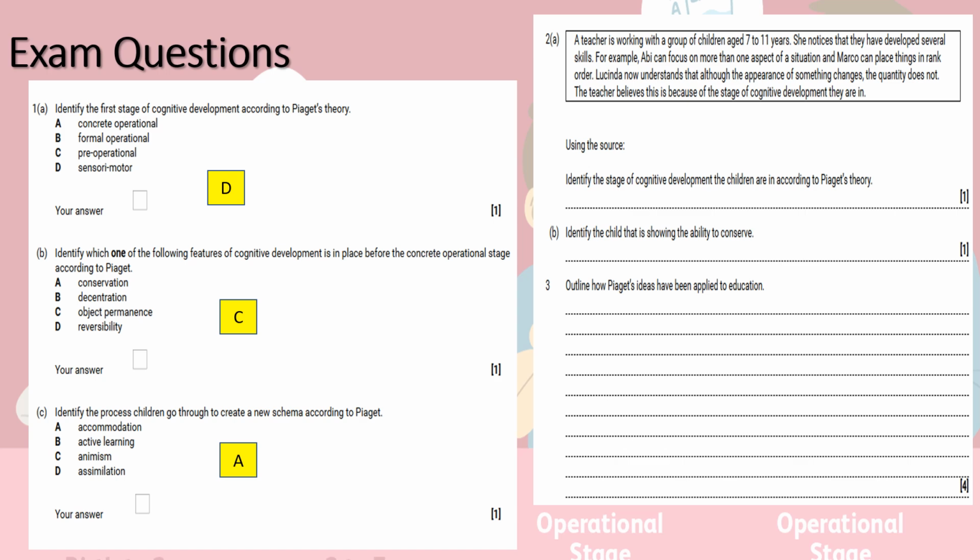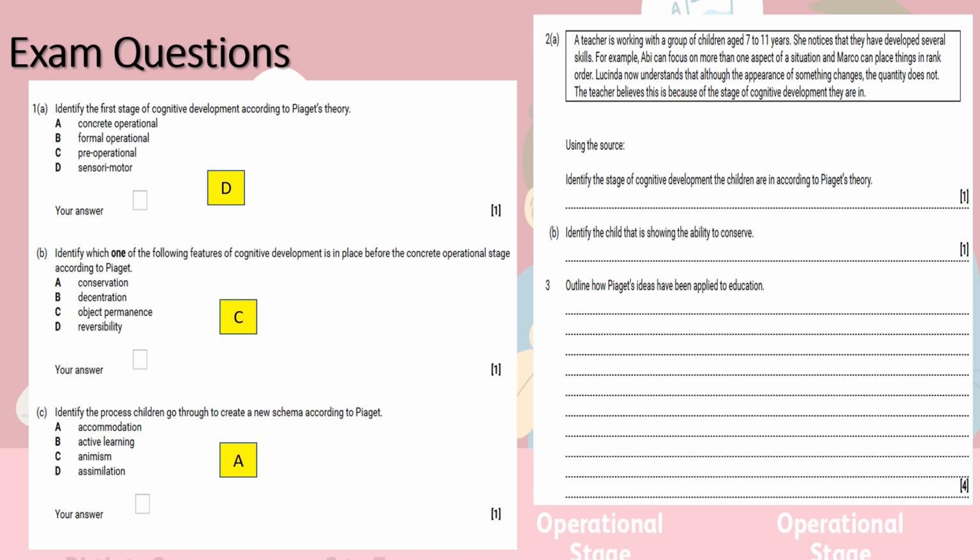Then we've got a short source, so I'll read it to you. A teacher is working with a group of children aged 7 to 11 years. She notices that they have developed several skills. For example, Abby can focus on more than one aspect of a situation, and Marco can place things in rank order. Lucinda now understands that although the appearance of something changes, the quantity does not. The teacher believes this is because of the stage of cognitive development they are in.